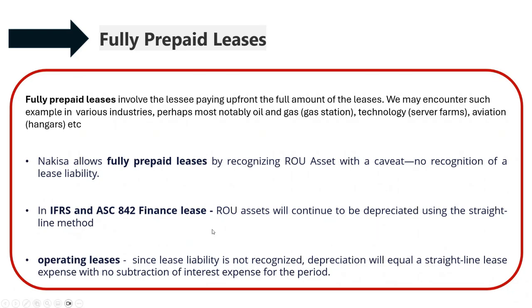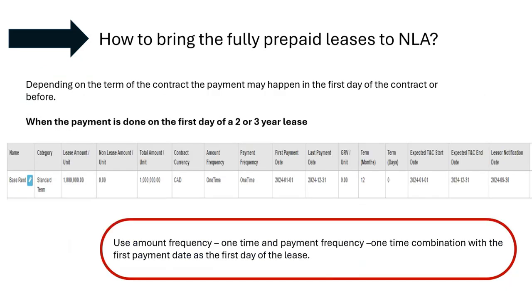In a finance lease, the ROU asset will continue to depreciate using the straight line depreciation method. And for operating leases, since we don't have the liability, depreciation will equal the straight line lease expense with no subtraction of interest expense for the period. And depending on when the payment is made, we have two ways of including fully prepaid leases.